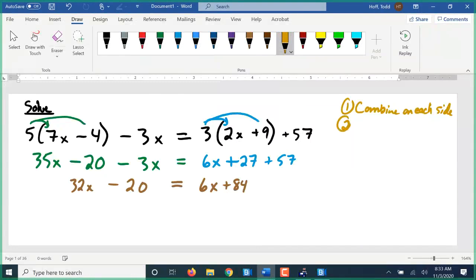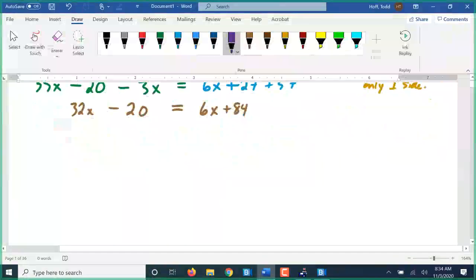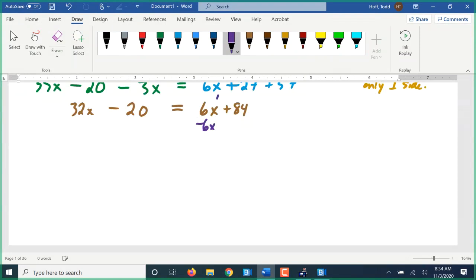Step 2 is to make sure the variable is on only one side. Well, here the variable is on both sides, so we have to get rid of one of them. Usually we try to get rid of the smaller one, which is the 6x. It's positive, so we're going to subtract it. So I'll make that go away. But we have to subtract it from the other side of the equation as well. The only place we can take it from there is from the 32x.